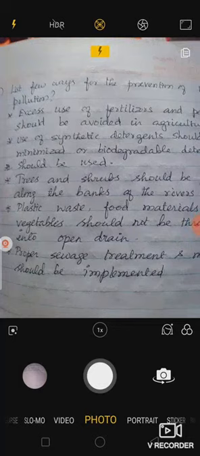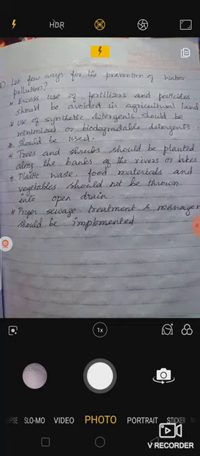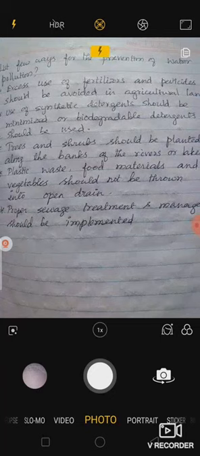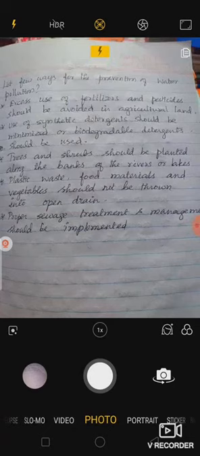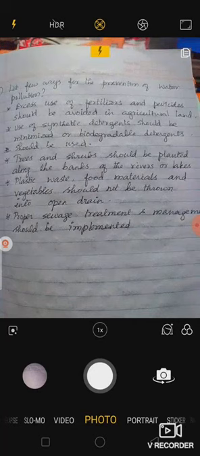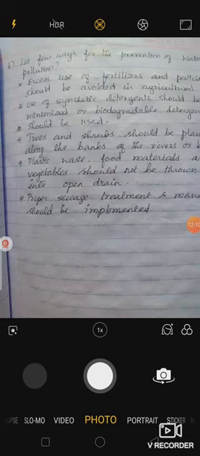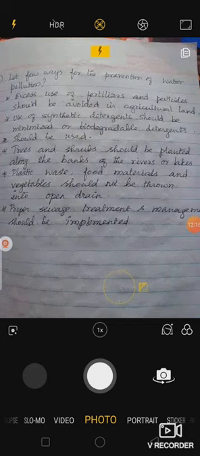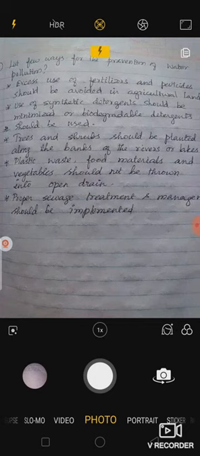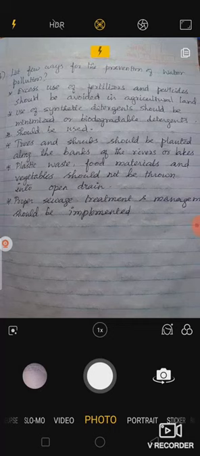The fourth question, list a few ways for prevention of water pollution. Excess use of fertilizers and pesticides should be avoided in agricultural land. Use of synthetic detergent should be minimized or biodegradable detergents should be used. Trees and shrubs should be planted along the banks of the river. Plastic waste, food materials and vegetables should not be thrown into the open drain. Proper sewage treatment and management should be implemented.